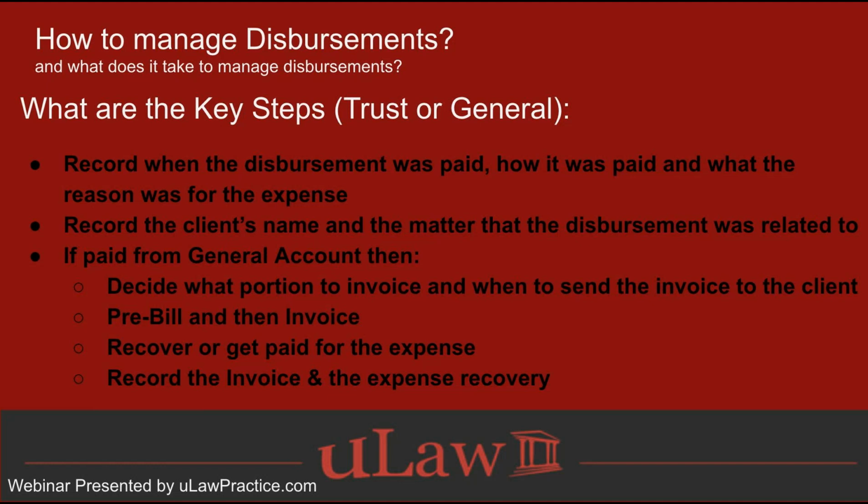You're not using trust in this picture at all. So you're going to incur the expense on behalf of the client, record it under the client's matter with the reason and explanation, pre-bill, invoice, you decide what portion is going to be invoiced. Let's say you're spending about $200, but you want to charge your client $250, a markup of $50. Then you're going to decide what portion to invoice and when to send the invoice to the client.